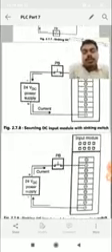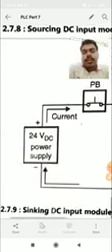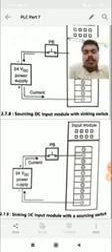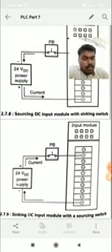Similarly, in the opposite case, let's change the polarity again. Plus minus given, push button is there. Then the push button acts as a current source and the input module acts as a sink. So this is the example.